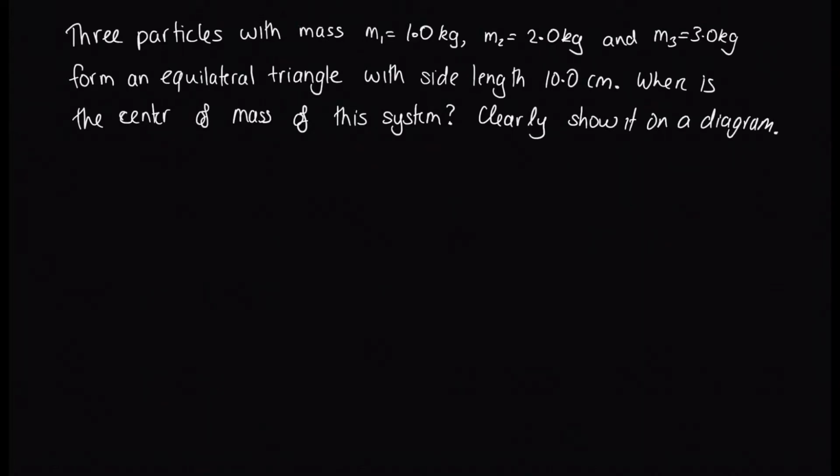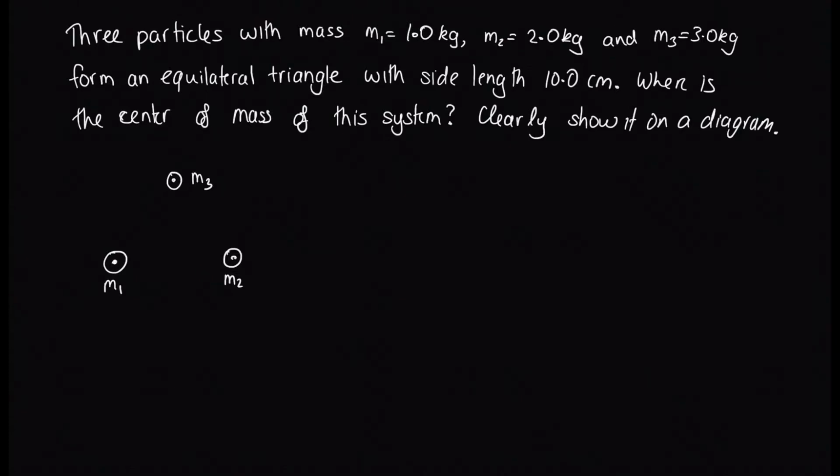Okay, so the first thing we're going to need to do to answer this question is to draw a nice clear diagram. So let's put mass 1 here. Here's mass 1. Mass 2 is here. And then mass 3 is up here. So these are along a horizontal line, as that will make the problem simpler for us.